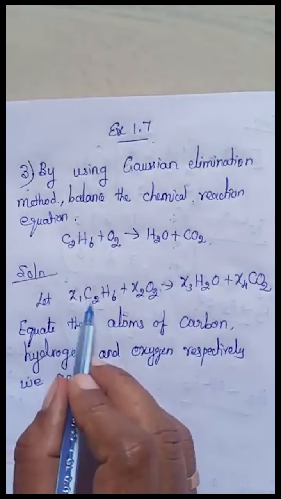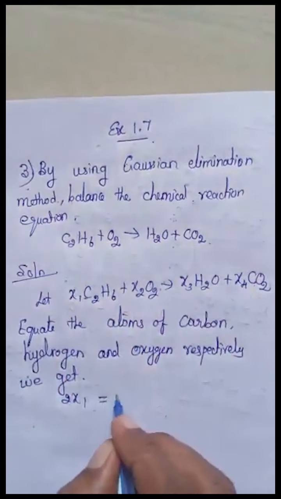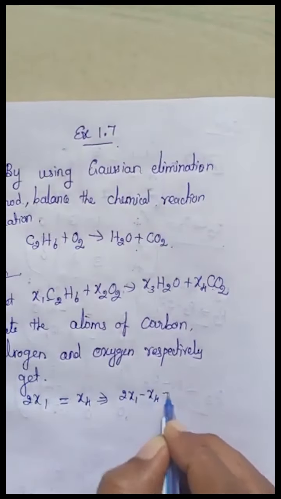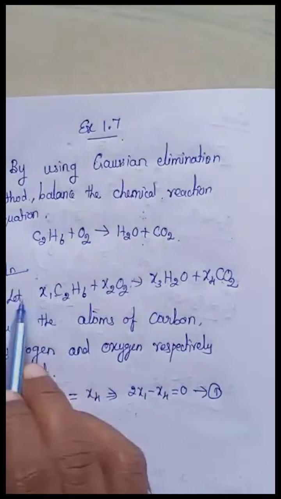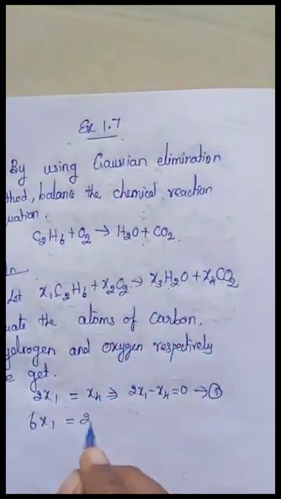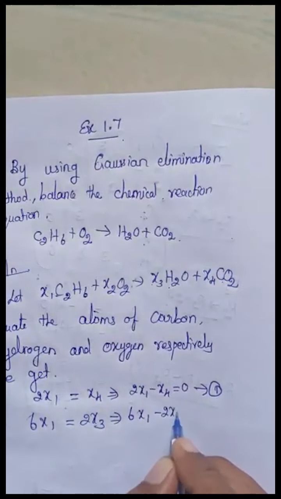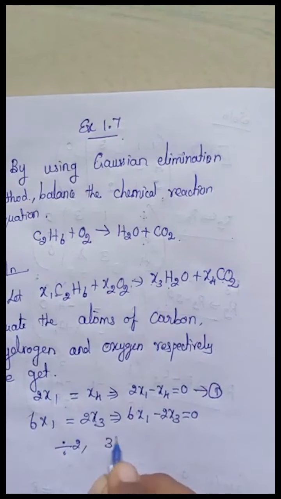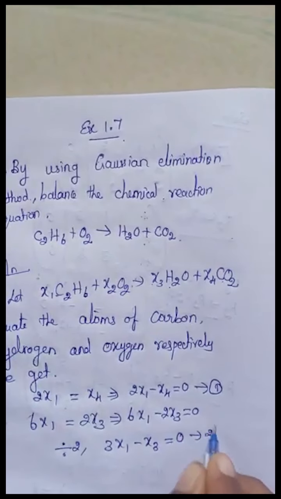We get carbon first, 2x1, equal to x4 on the last. So, which implies 2x1 minus x4 is equal to 0. I am keeping it as equation number 1. Then hydrogen. 6 atoms we have. 6x1 equal to 2x3, which implies 6x1 minus 2x3 is equal to 0. Since 2 is common, we can divide by 2. 3x1 minus x3 is equal to 0. This is equation number 2.